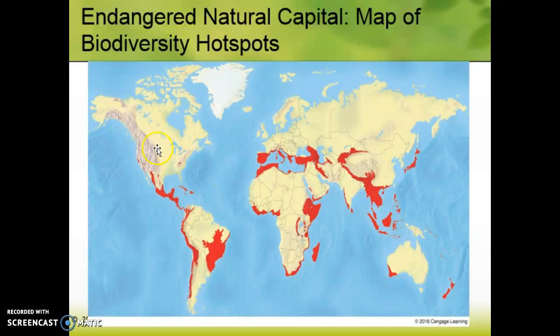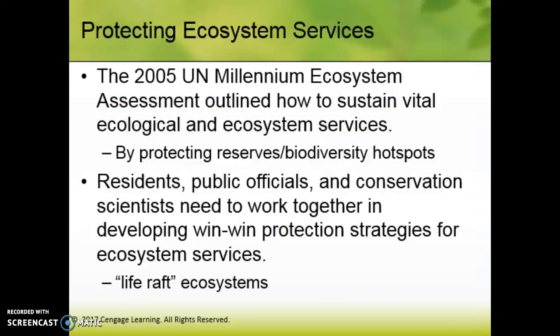If you notice, the middle of the U.S. doesn't have a lot of hotspots. Canada doesn't have a lot. Russia doesn't have any. Remember our qualifications: 1,500 endemic plant species. So things that are tropical, it makes sense that they would have a lot more of those endemic species.